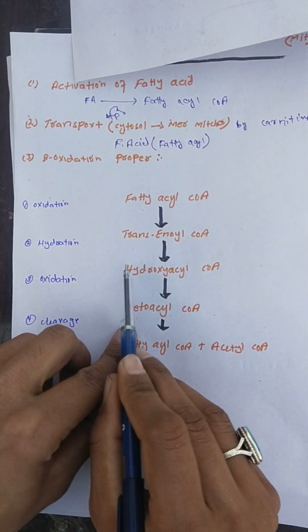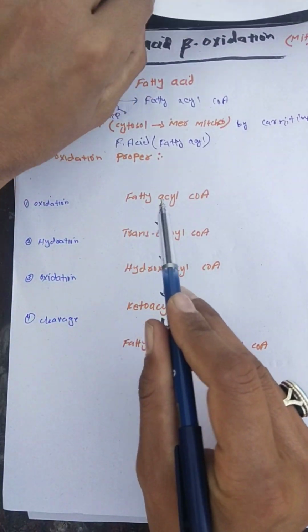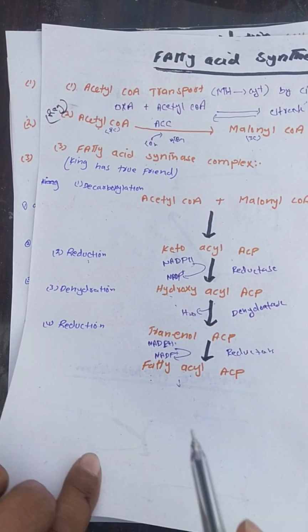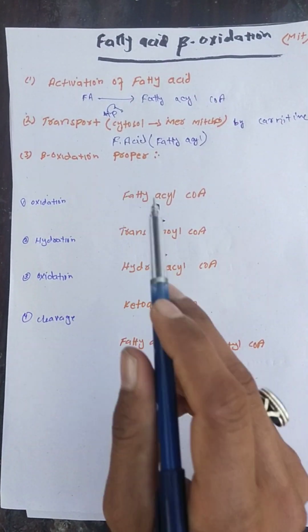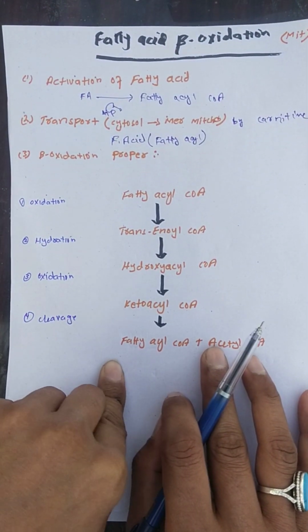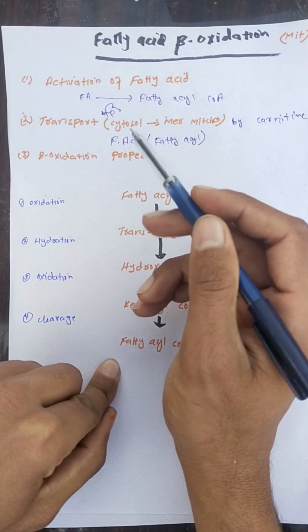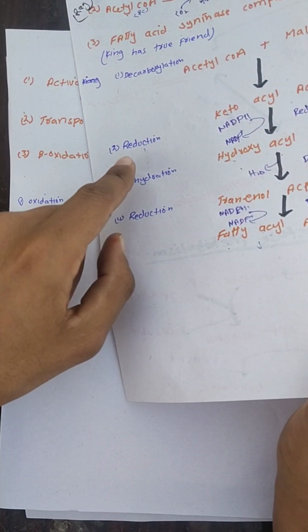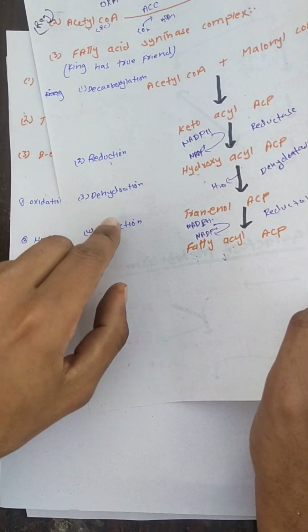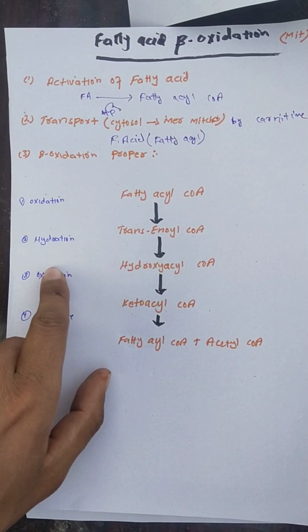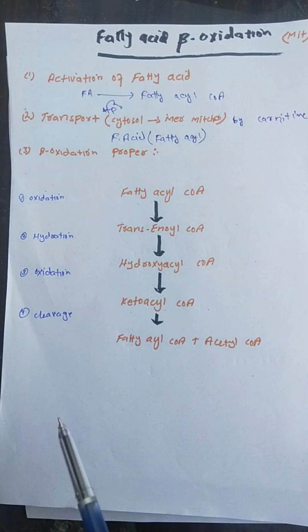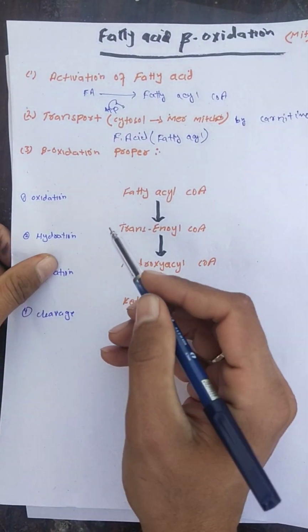So king has two friends. For the synthesis we have K has as a true friend. So king has true friend. This is the mnemonic. In the synthesis we have reduction, dehydration, and reduction. But this is opposite, so it should be oxidation, hydration, and oxidation. So this is very easy. If you know the synthesis, you can easily do the beta oxidation.